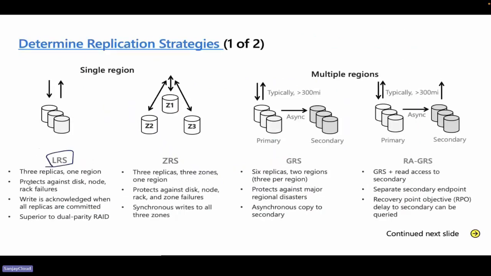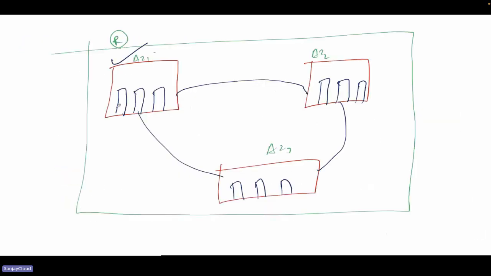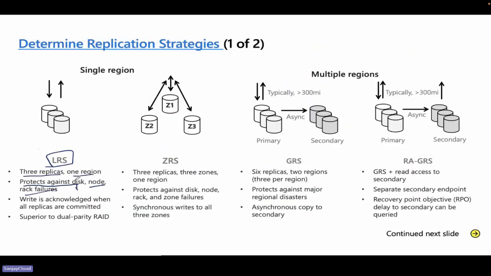Azure will create 3 copies of your data, 3 replicas, in 1 region and 1 availability zone. It protects against disk, node and rack failure. Data will be stored into multiple disks: first copy here, second here, third here. So if the node where your disk is attached fails, or if the rack fails, you would still be able to perform read and write within the availability zone.